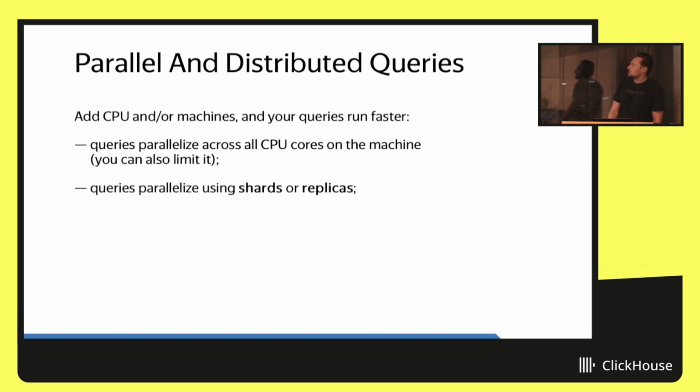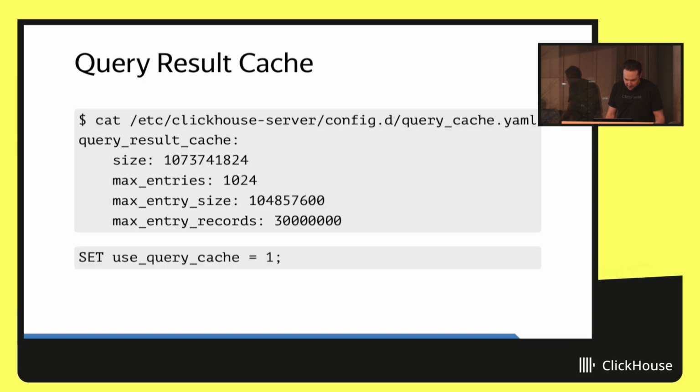It has support for parallel and distributed queries, and actually my website works quite fast because queries are spread across 10 machines, and they are parallelized across all of these machines and across all of CPU cores on every machine. It has query result caching, and I enabled it for my website, so some of these pictures are straight from the cache.